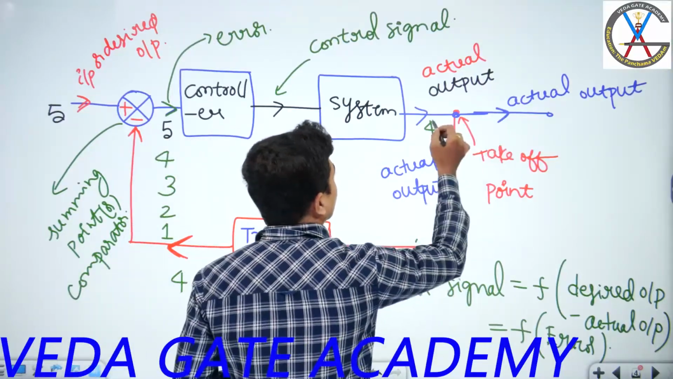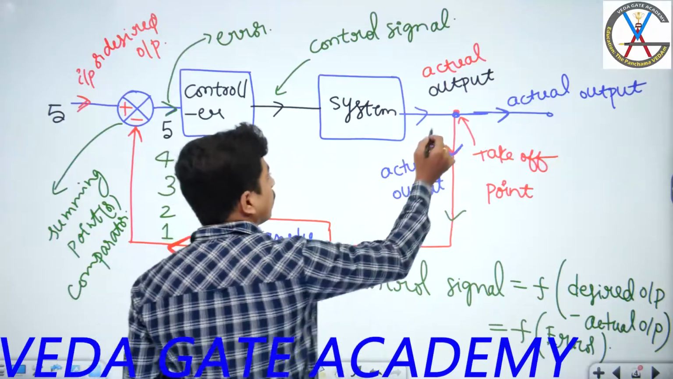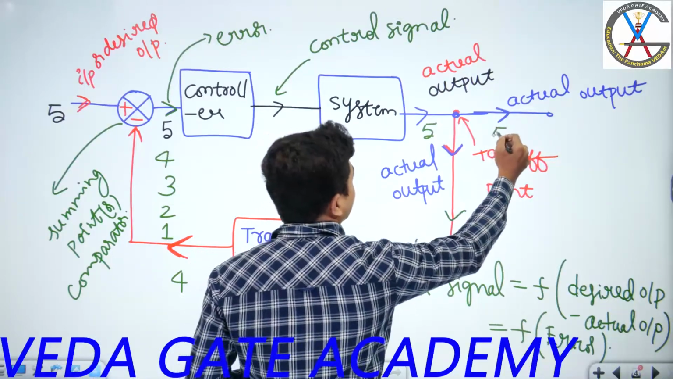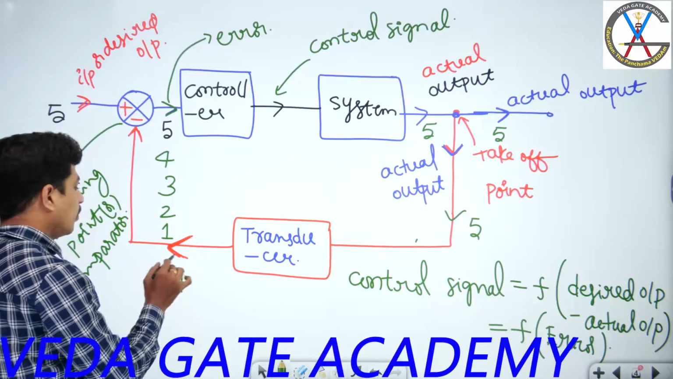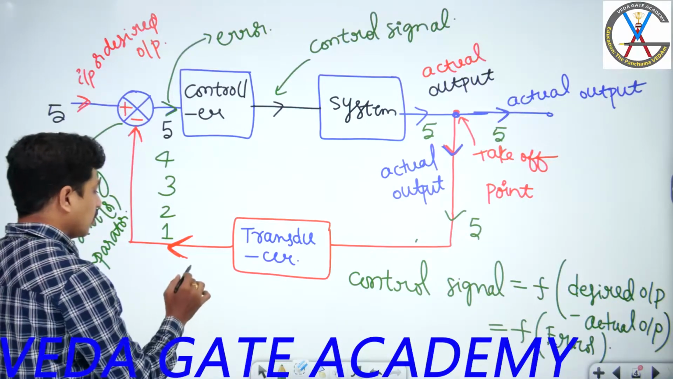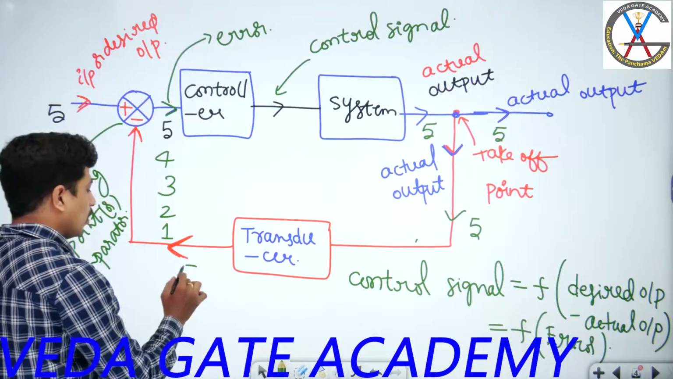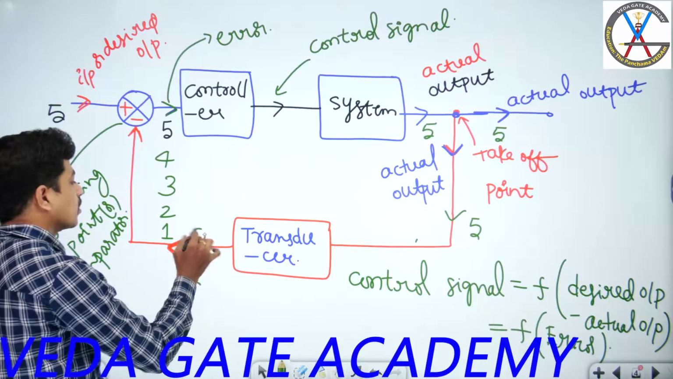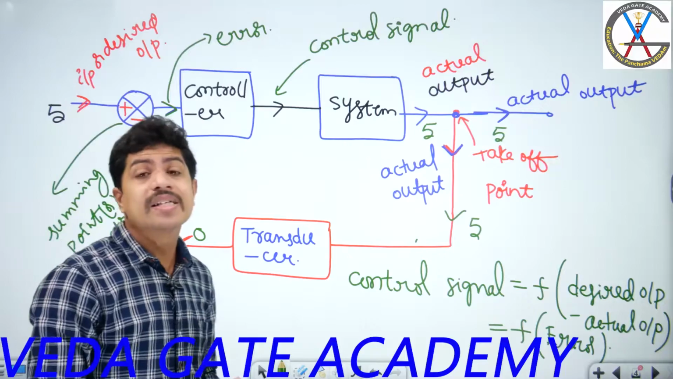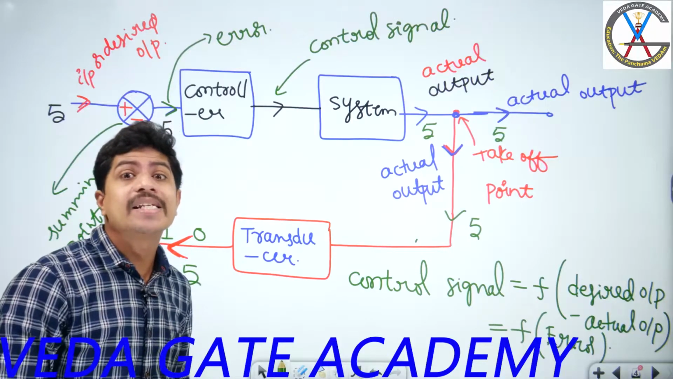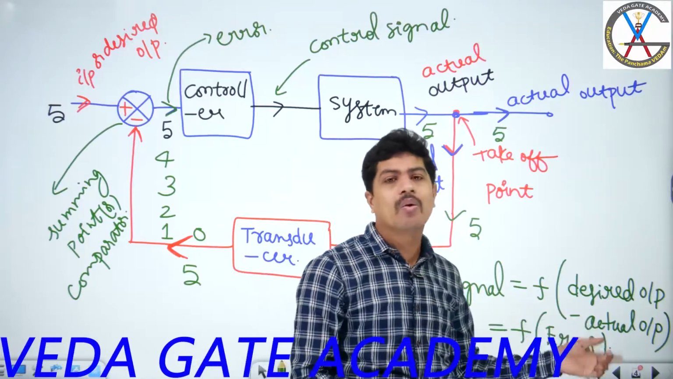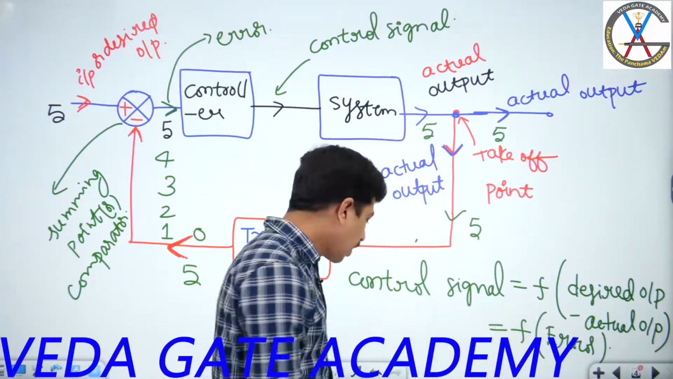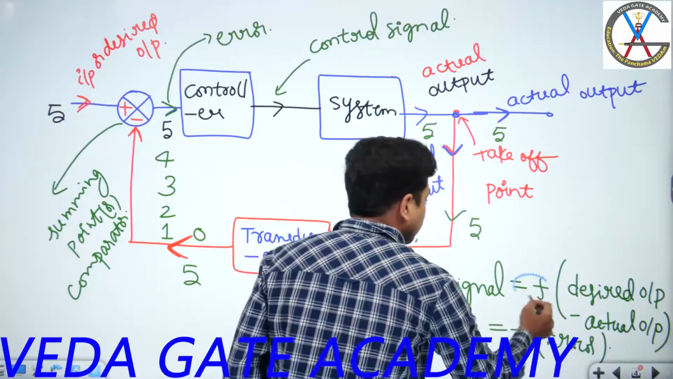Yes, it reached the 5th floor. This is 5. This is also 5. Then how much is this error? This is 0. Error is 0. If error is 0, control signal is a function of 0. What is that? 0. Or instead of function of, I'll write like this.